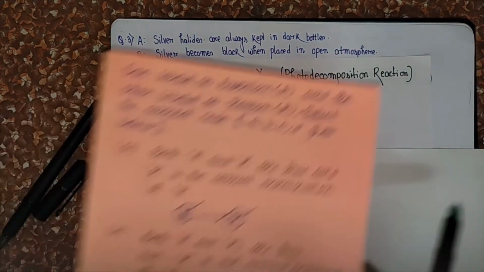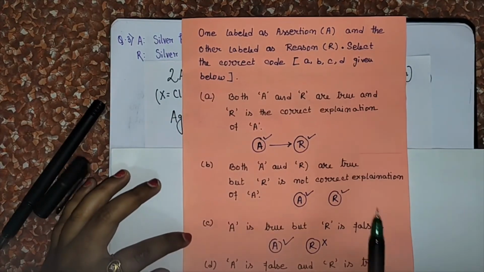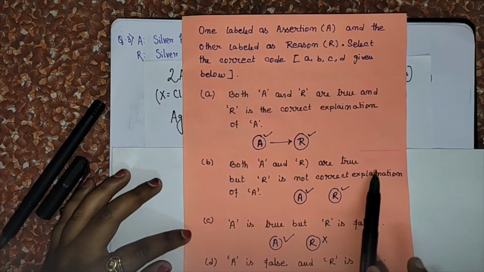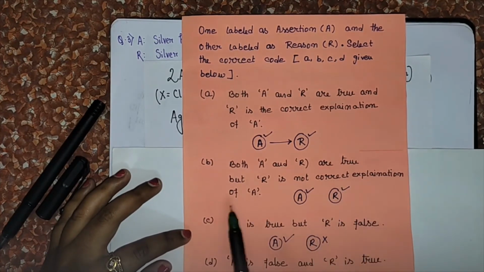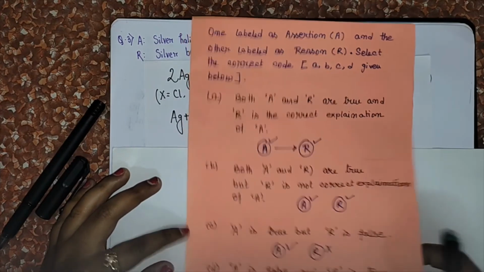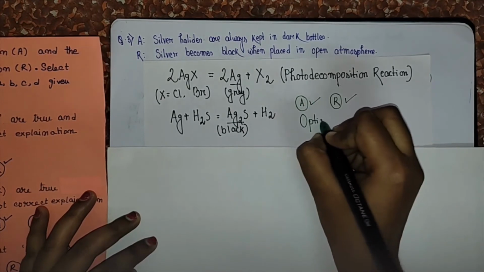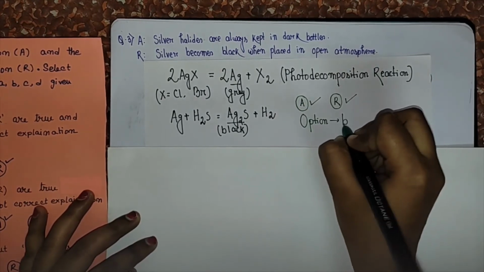So which option will you choose? Let's check it once. Both A and R, that means assertion and reason, are true, but R is not the correct explanation of the assertion. So we will choose option number B.